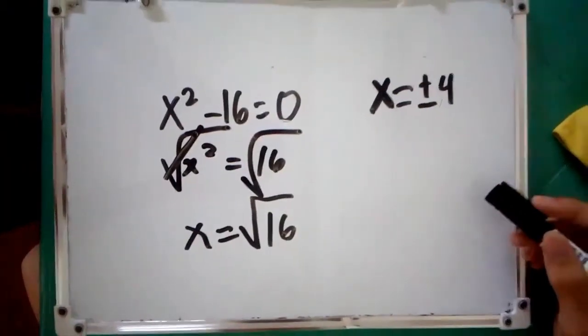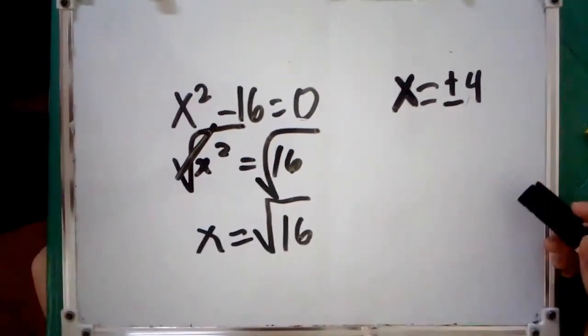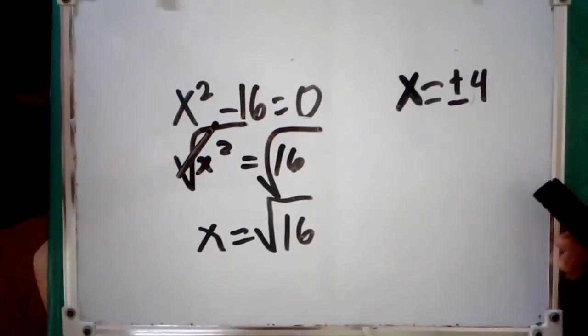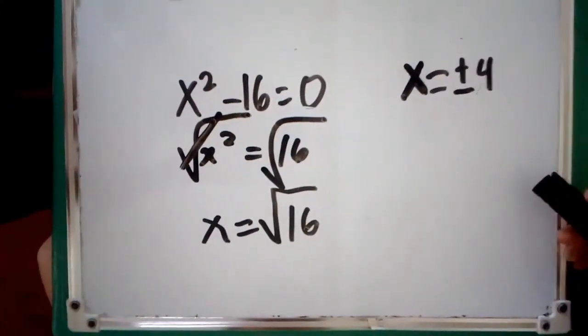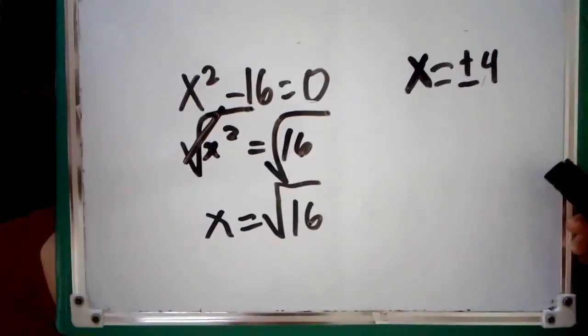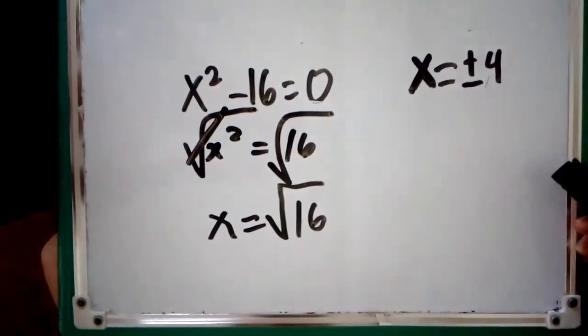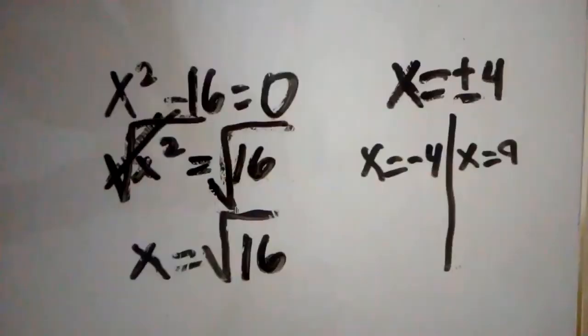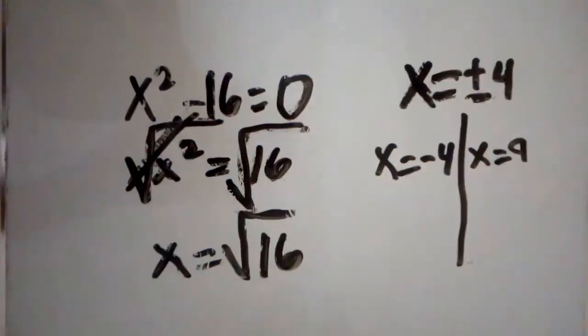Why do we have the positive and negative sign? Because we have positive 4 times positive 4, that is 16, and the other one is negative 4 times negative 4, that is also positive 16. So we have two solutions, positive and negative 4.